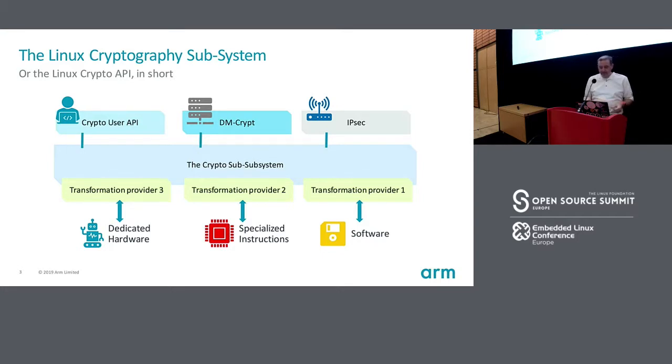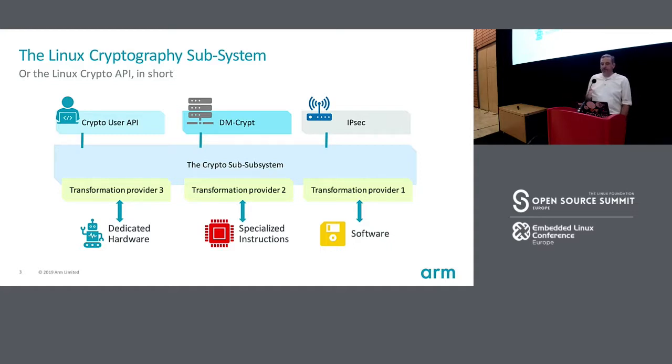And it generally looks something like this. We have one of the clients of this subsystem. Could be something that handles data in movement, like IPsec networking. Could be something that handles encryption and security of data at rest, like dm-crypt. Or it could be one of the user space programs via the crypto user space API. And these entities address the crypto subsystem inside the kernel and ask for some security or encryption service: encrypt this, decrypt this, and so on and so forth.